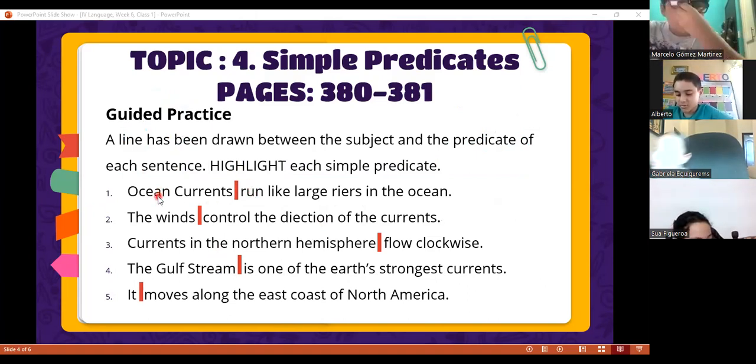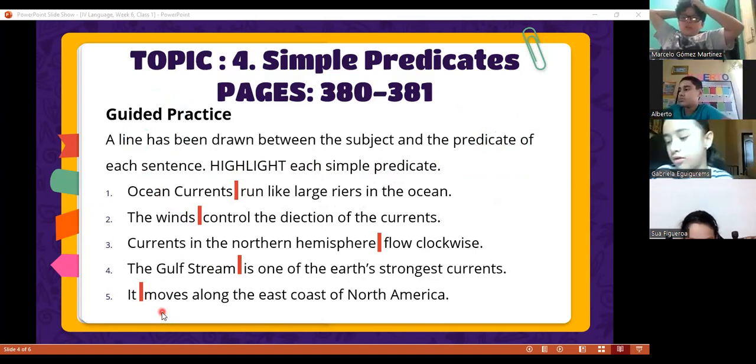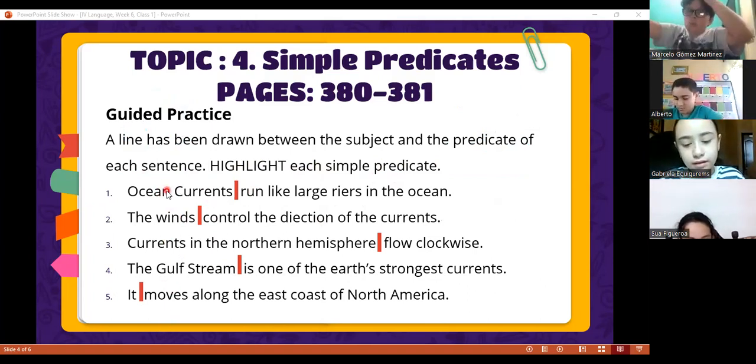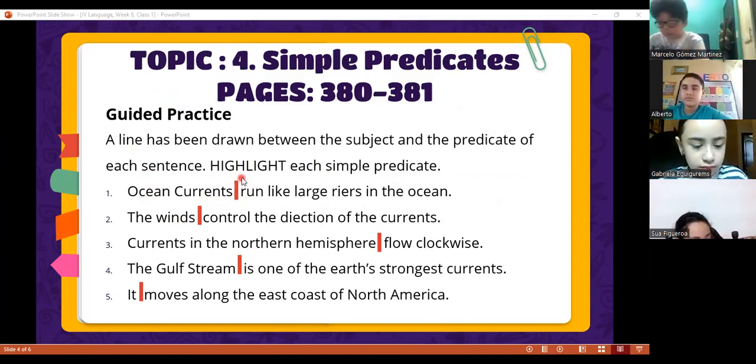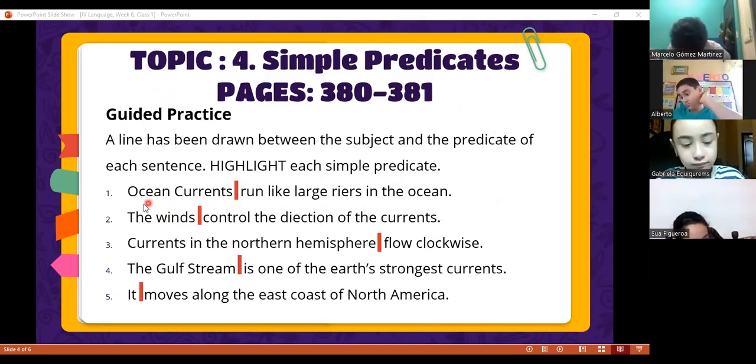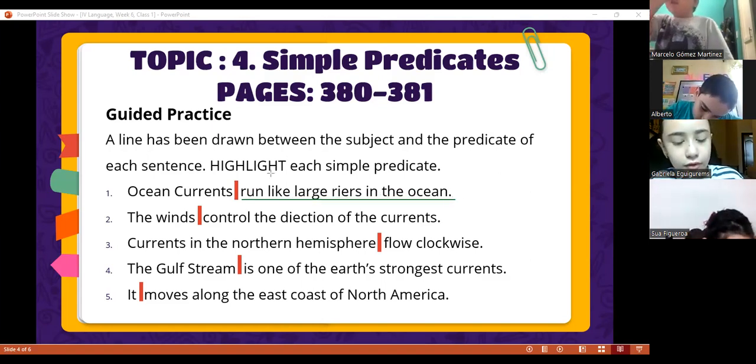So it says ocean. We are going to highlight the sentences, not the instruction, just the sentences, and you write what is the predicate, the simple predicate. It says ocean's currents. You see, here is the subject because there is a line that divides it. This is the subject and here is the predicate. All of this is the predicate, run like large trawlers in the ocean. But what is, yes, the sentences, the 5 sentences.